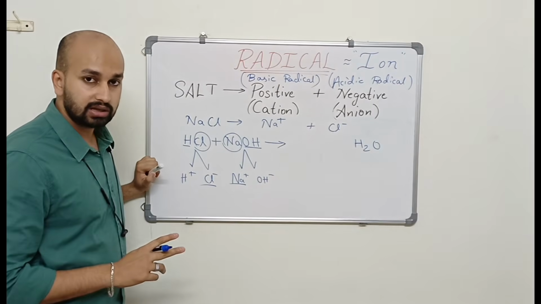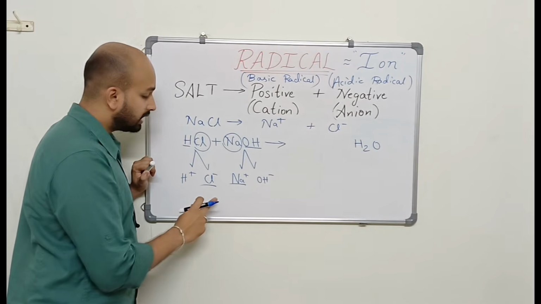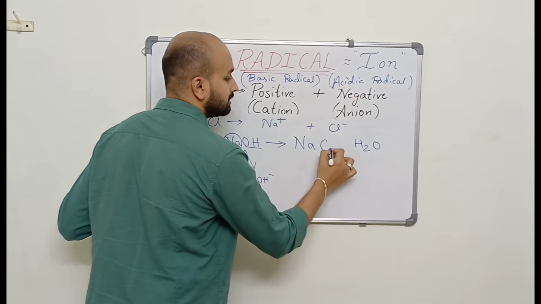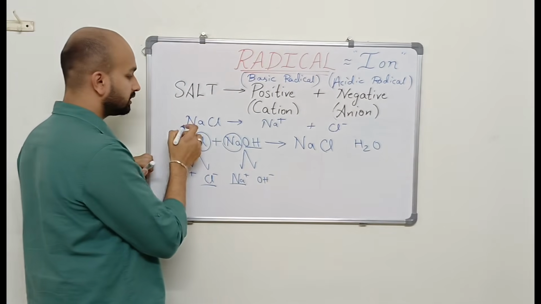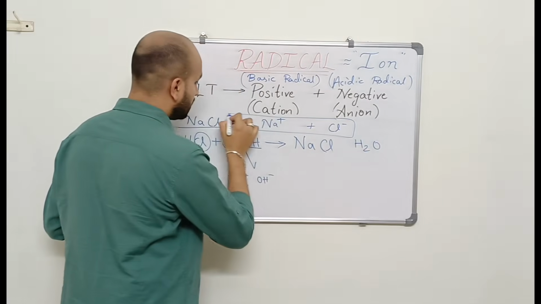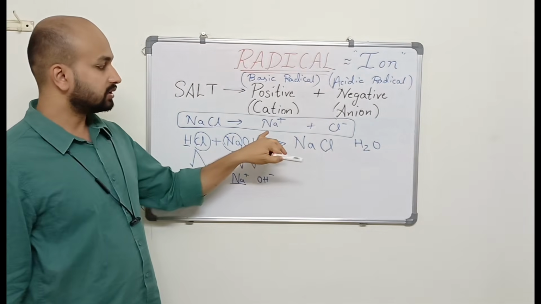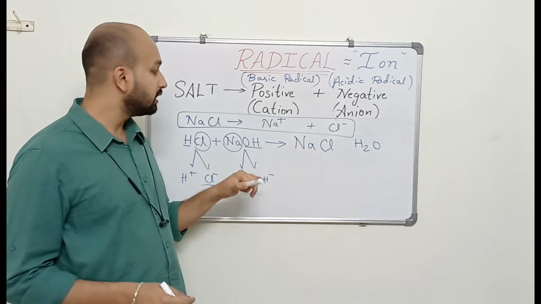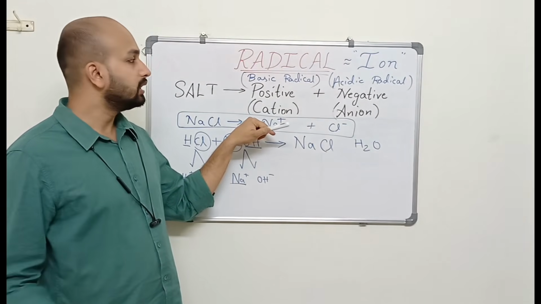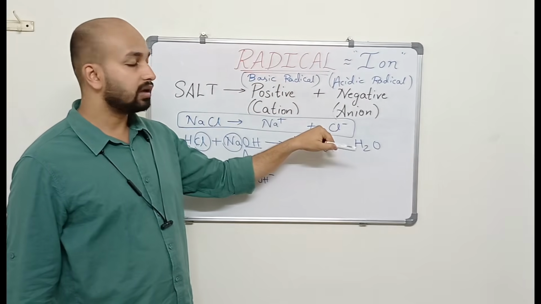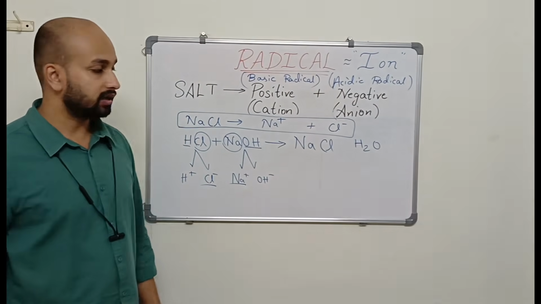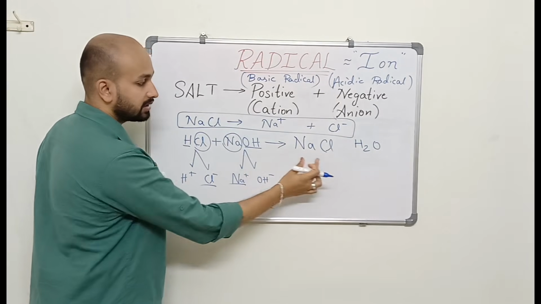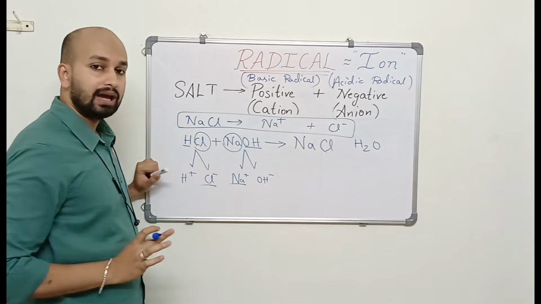These two are oppositely charged, that is positively charged and negatively charged. They will combine with each other forming NaCl, which is what I have written here. If you can see, NaCl on dissociation gives Na plus and Cl minus. Now at least I believe you got an idea why Na plus or any cation is considered as basic radical and anion is considered as acidic radical, because it is obtained from a base, whereas this Cl is obtained from an acid.